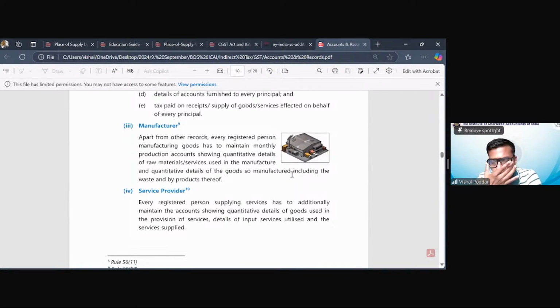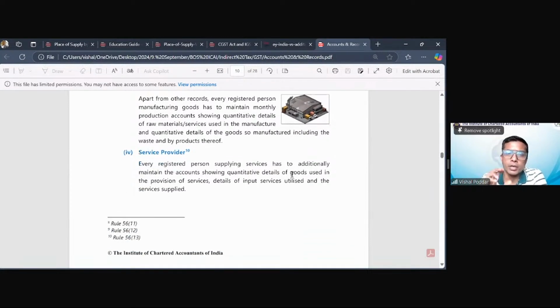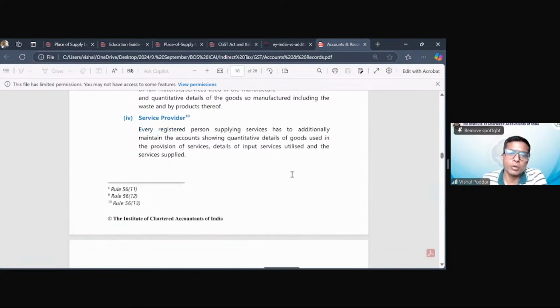So with the intent of identifying whether you are fabricating your accounts, they want these details from a manufacturer, basically to establish the input output ratio so that they can compare it with industry standards, or they can compare it with your own past years' input output ratio to see whether things are going in the same pattern.